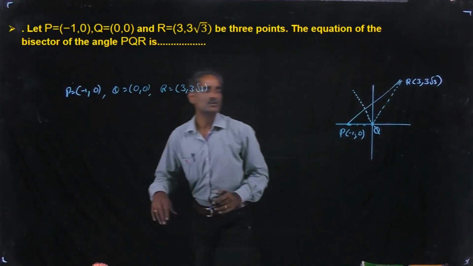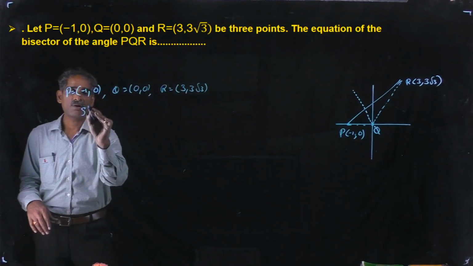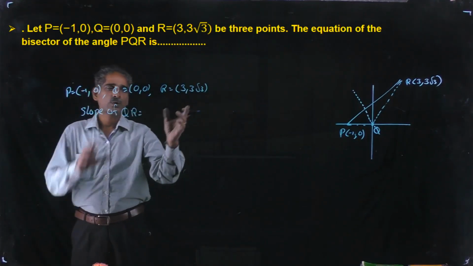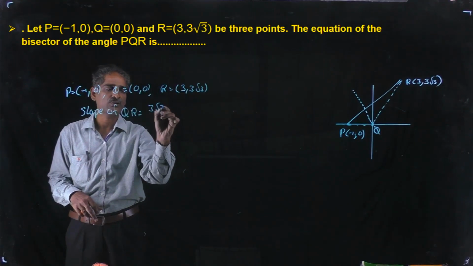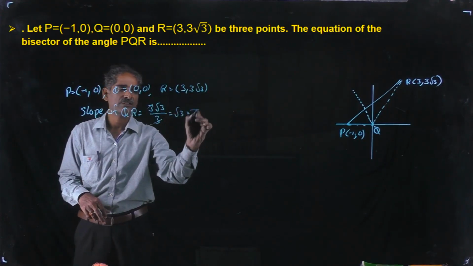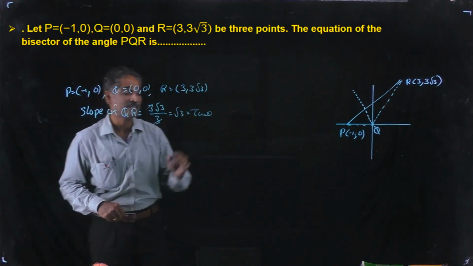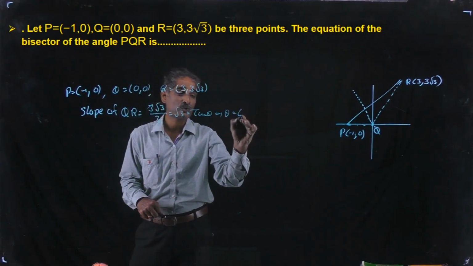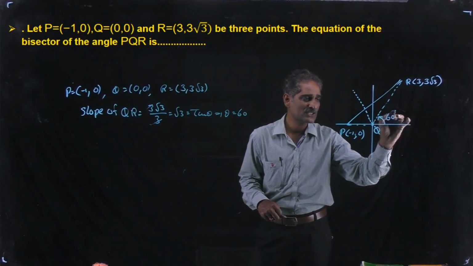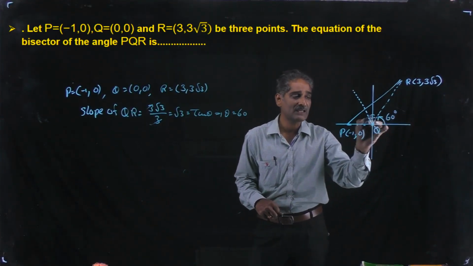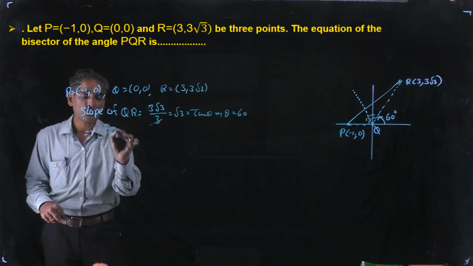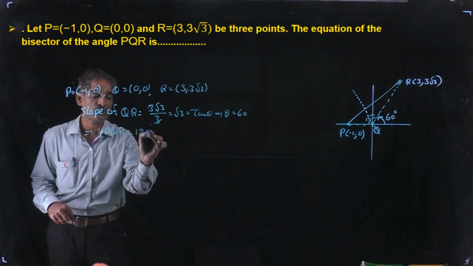So the slope of QR is y2 minus y1, 3 root 3 minus 0, by x2 minus x1, 3 minus 0. This cancels, and it is equal to root 3, that is equal to tan theta. So the inclination of QR, theta, is equal to 60 degrees. Now the angle made by QR, its inclination, is 60 degrees. What about the remaining angle? Angle PQR is 120 degrees.